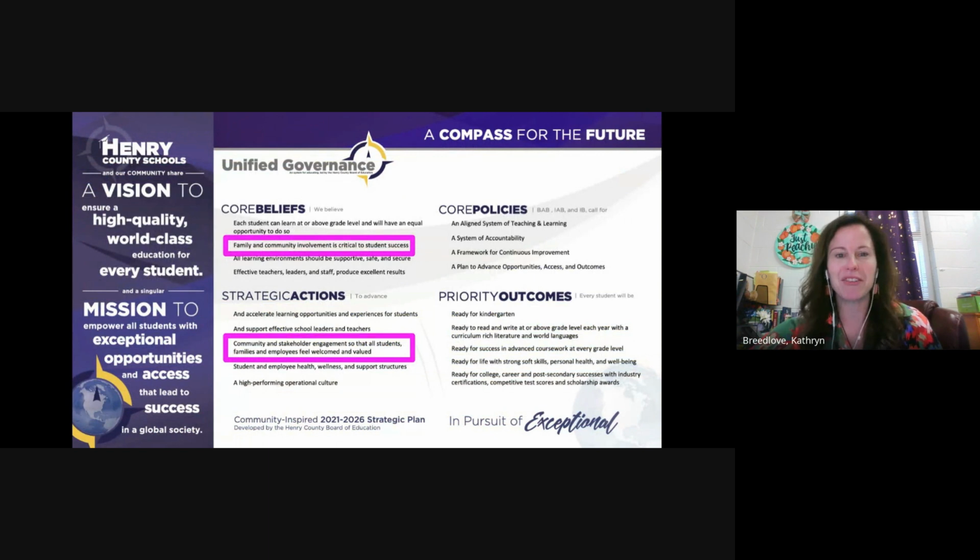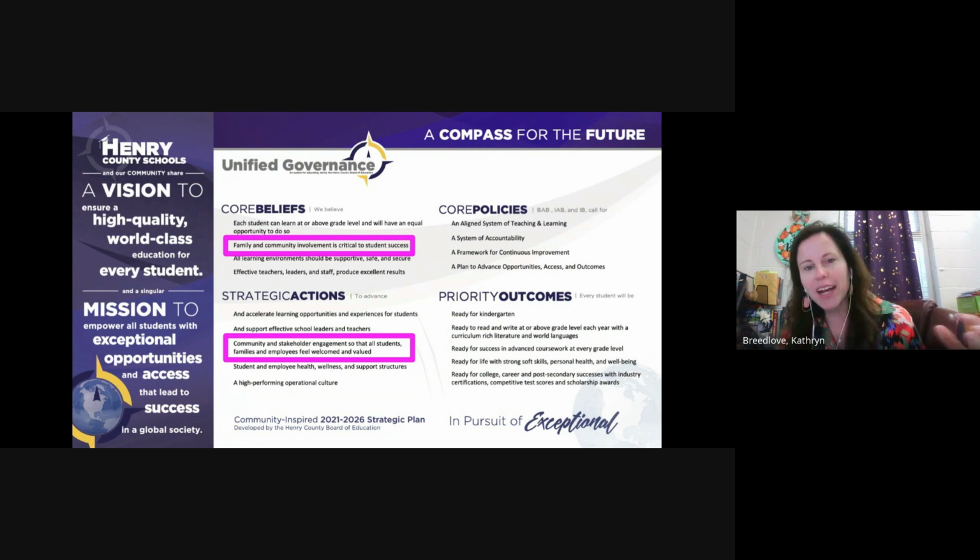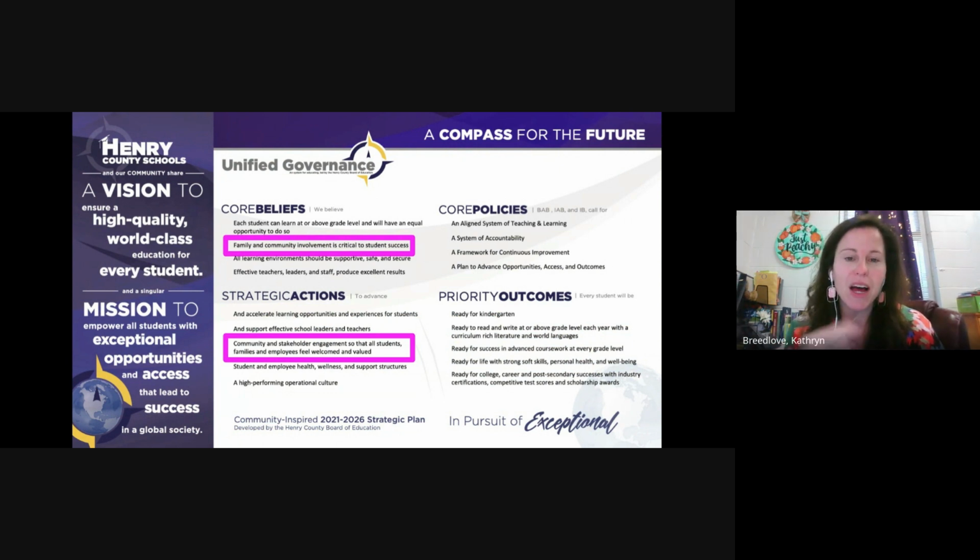As always in Henry County Schools, we want to anchor our information with what we call the Compass for the Future. This was a set of beliefs, actions, and policies that all work together to create the streamline to our priority outcomes. This information was created not only from our school board, but also from community members just like you.